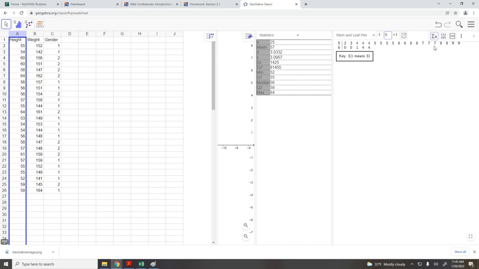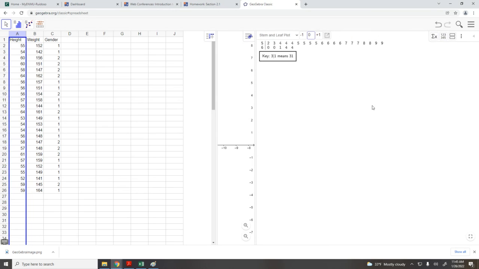And if you want this to get hidden, then you can just click over there on summation x. So that's one example. Let me go to another example for stem and leaf.